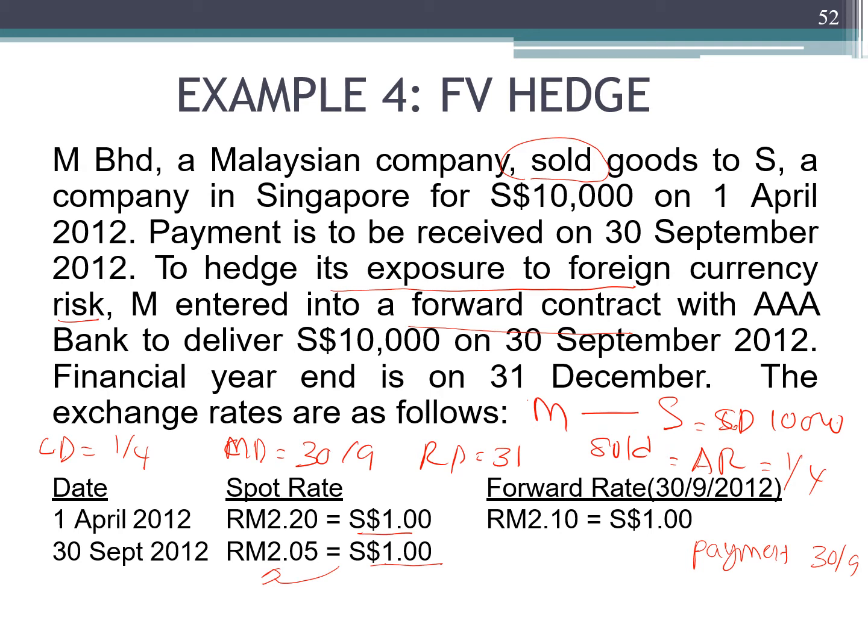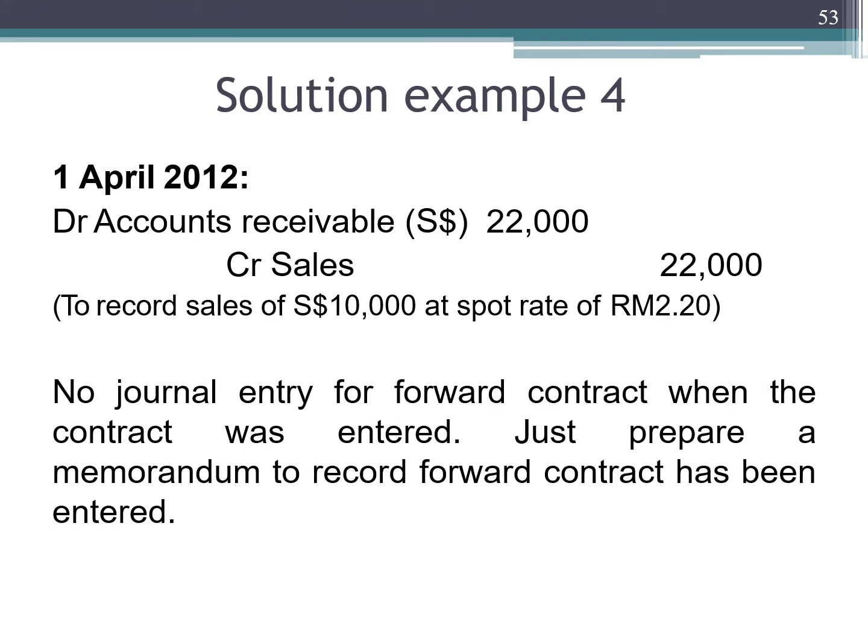Okay, we're going to look at the journal entry that we have here. On the 1st of April, at the date when you sign the contract, you're going to sell goods to the Singapore company. So when you sell goods, you're going to create an account receivable.